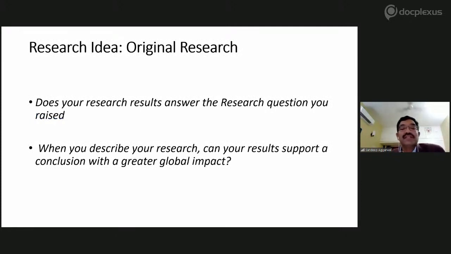So does your research answer the research question you raised? No. So we are not going to talk about designing a study. Here we're going to talk about you've already done the research. So how does it answer the research question you've raised? When you describe the research, can your results support a conclusion with a greater global impact?